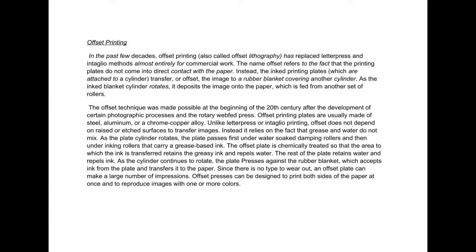Instead, the inked printing plates, which are attached to a cylinder, transfer or offset the image to a rubber blanket covering another cylinder. As the inked blanket cylinder rotates, it deposits the image onto the paper, which is fed from another set of rollers. The offset technique was made possible at the beginning of the 20th century, after the development of certain photographic processes and the rotary press.